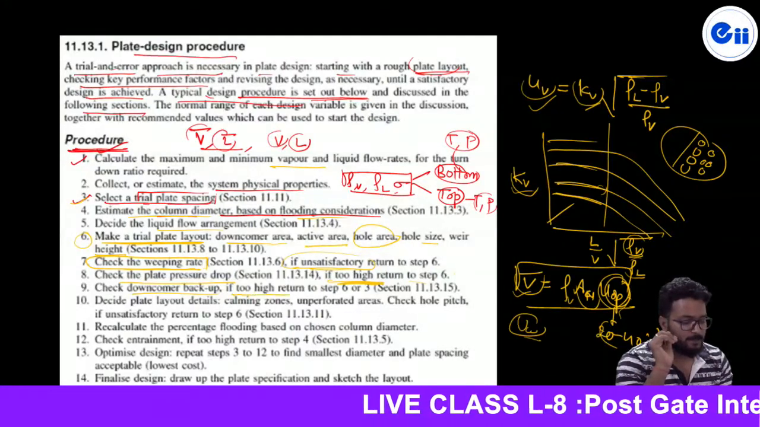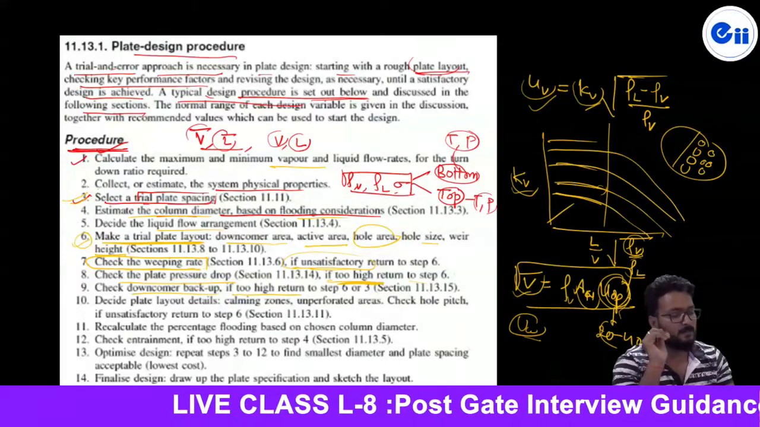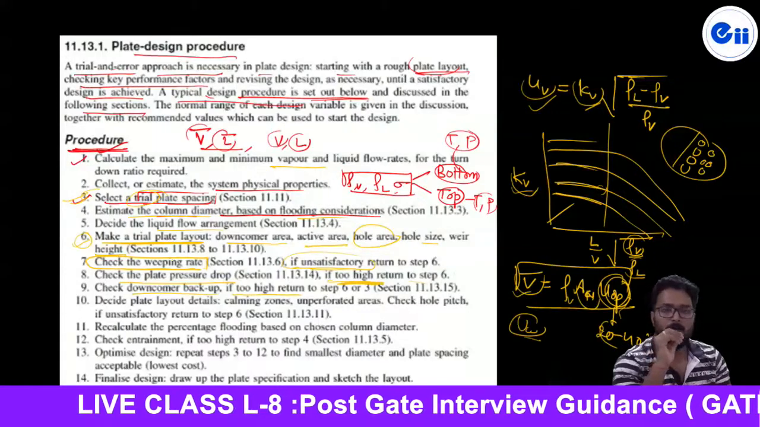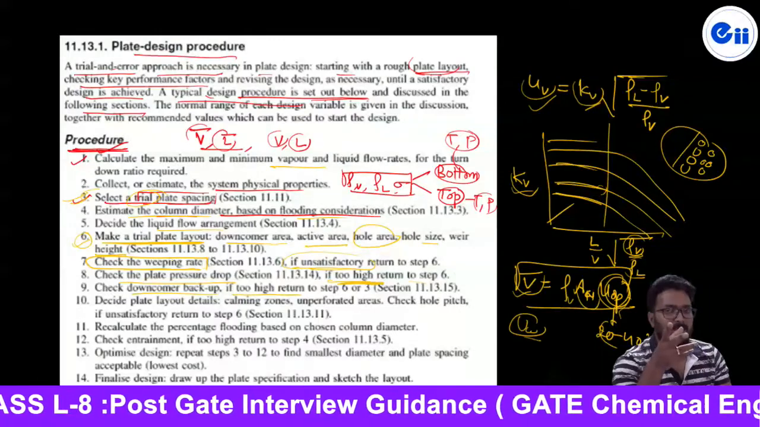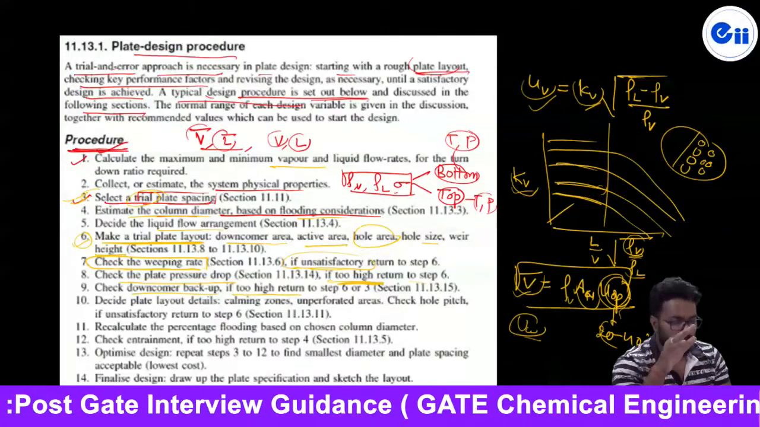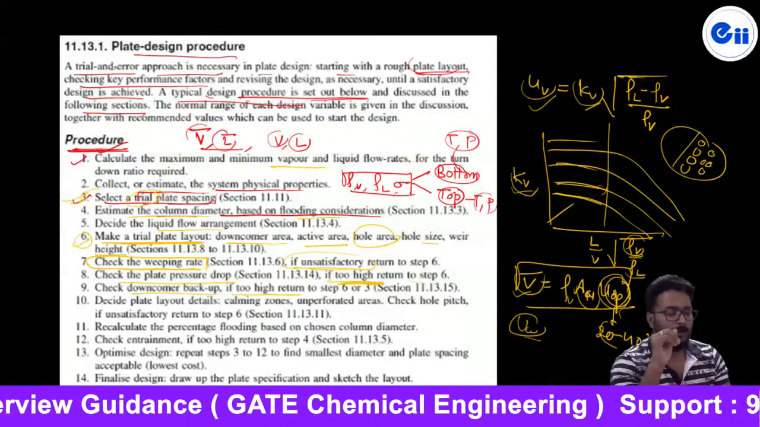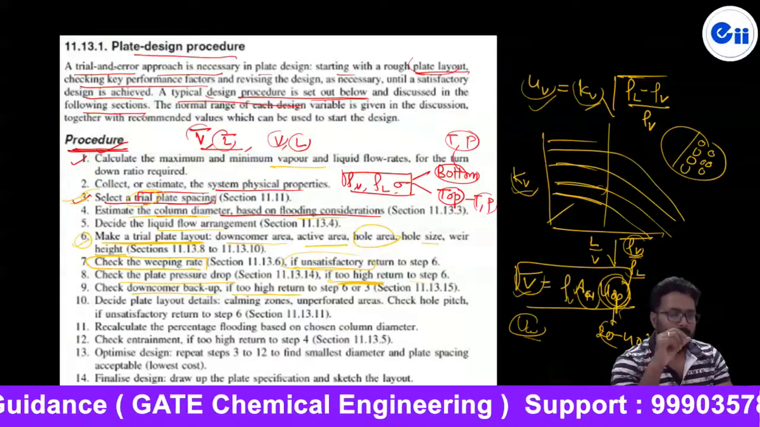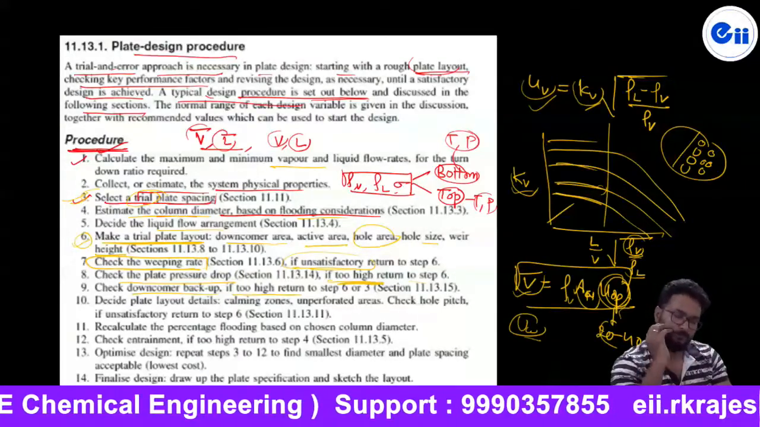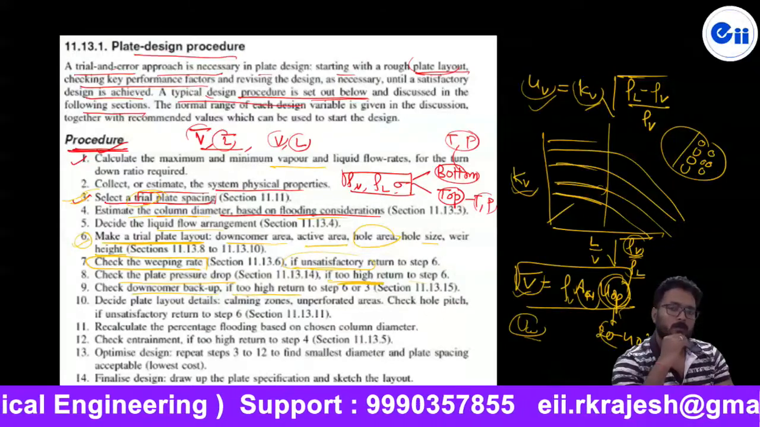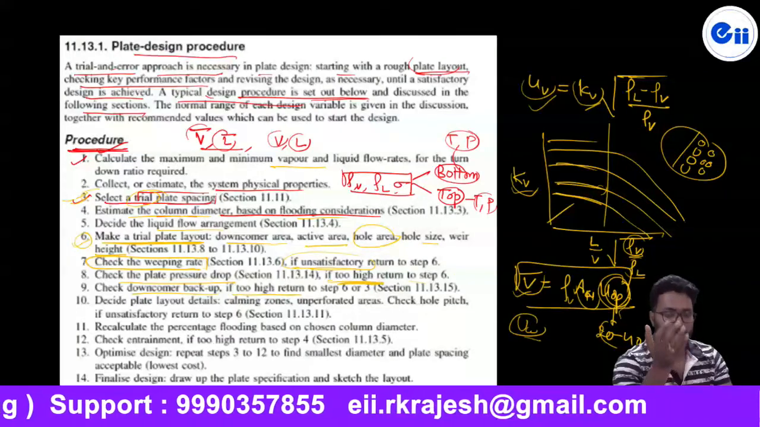And if the downcomer backup is too high, return to step number 6 or step number 3, because steps 3 and 6 are the trial values. Here we have assumed some data. I told you if the downcomer backup is very high and equal to the plate spacing, then obviously flooding will take place, and either we can change the plate layout or we can increase the plate spacing. By increasing the plate spacing, we are able to reduce the phenomenon of flooding.